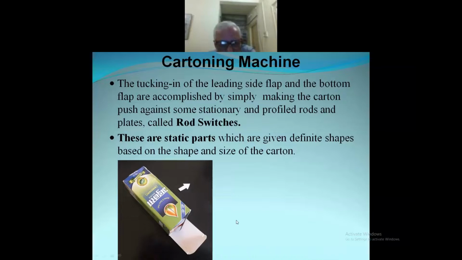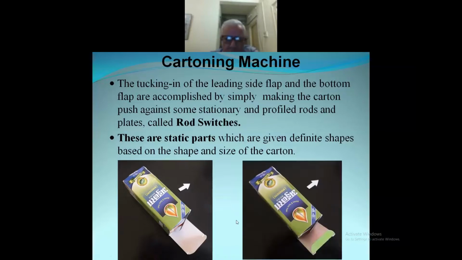The same thing happens with the lower flap. Here again, a suitably contoured plate is placed, and this flap will be running against that. As a result, it will rise, and this one will be tucked in. So both these difficult operations are done by 2 very, very simple parts.